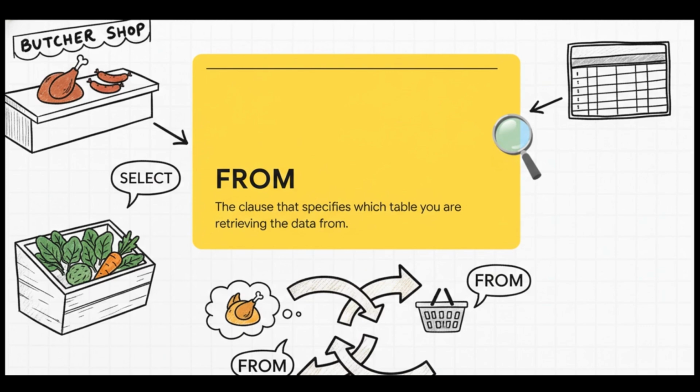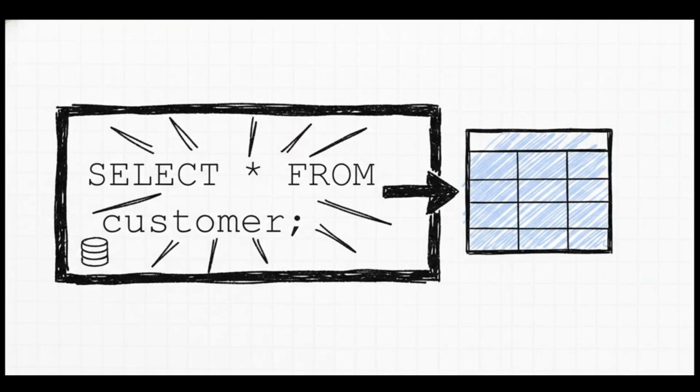But just saying what you want isn't quite enough, right? You have to tell them where to get it from. And that's where the from clause comes in. It tells the database which specific table to look in. Get the turkey from the meat case and the spinach from the veggie bin. Select and from, they're a team. They always work together.